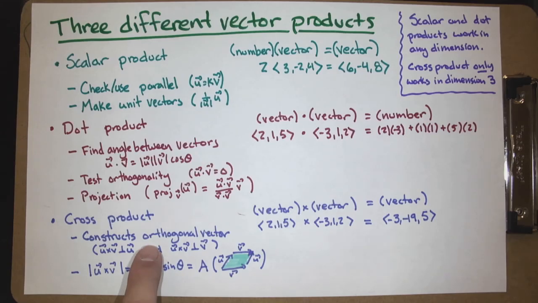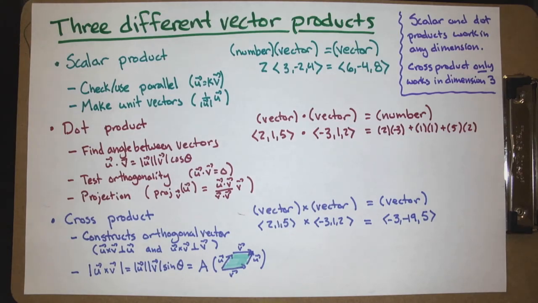And more or less, these two ideas define the cross product. Here's an example. And you might look at this and say, (2, 1, 5) cross (-3, 1, 2) is (-3, -19, 5). Of course it is. What? No, it doesn't make any sense. Why? We'll explain.